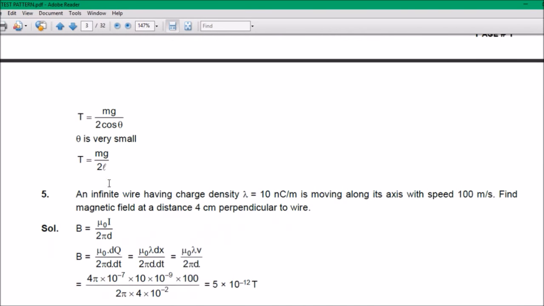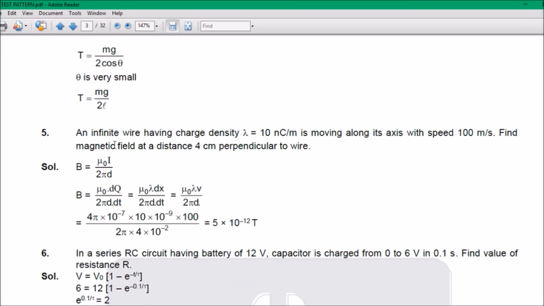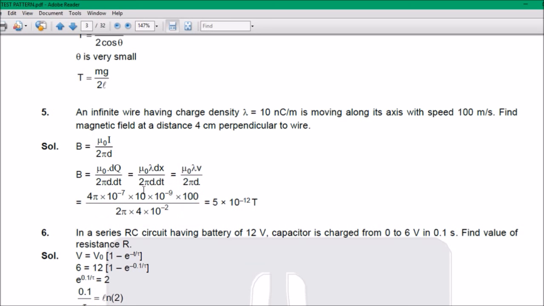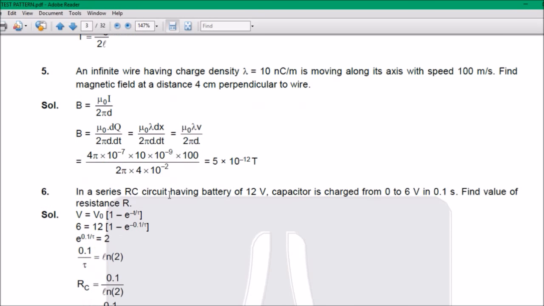And then you have question number 5, an infinite wire having charge density lambda is equal to 10 newton coulomb per meter. So it's a very simple question. See, aapka ye intermediate ka physics hai aur ye Biot-Savart law hai. No, sorry, it's Ampere circuit law. B is equal to mu naught I by 2 pi d. Dekhiye sab question ekdam matlab basic formulae pe hai.